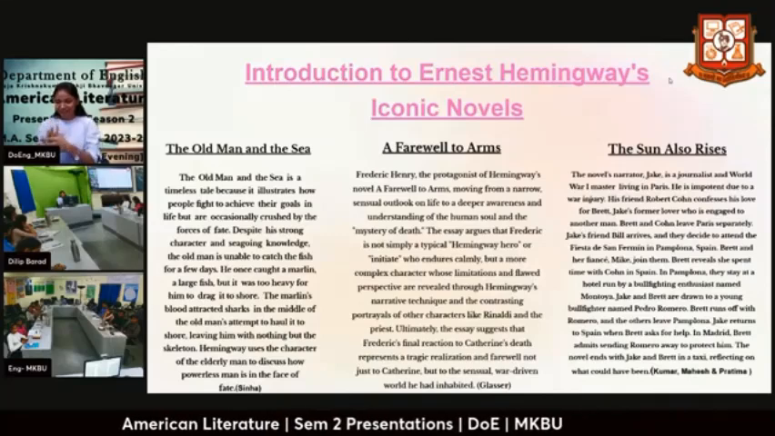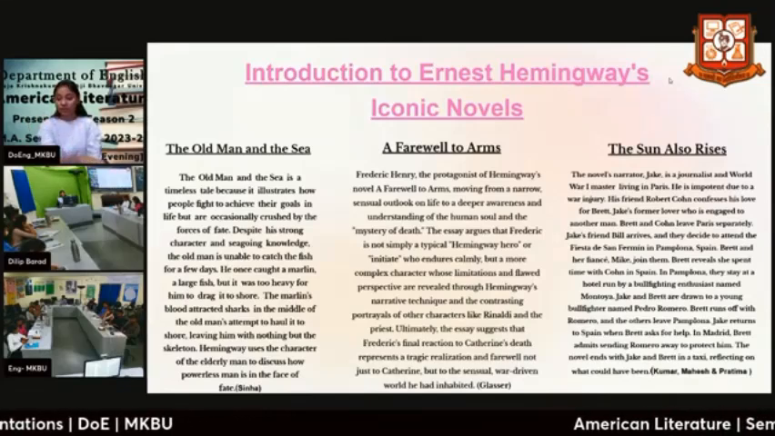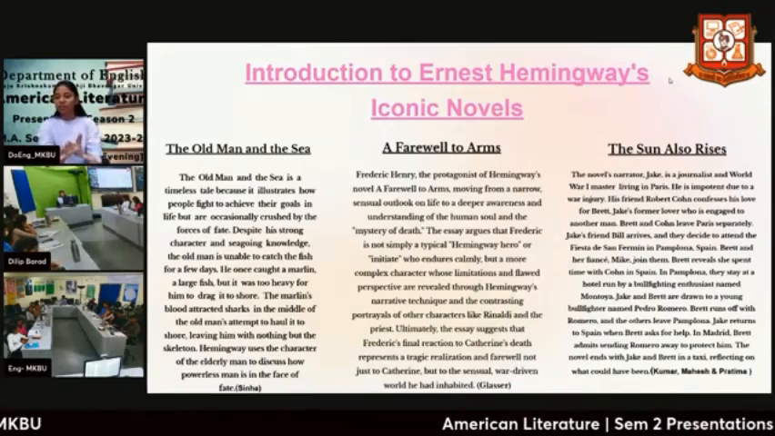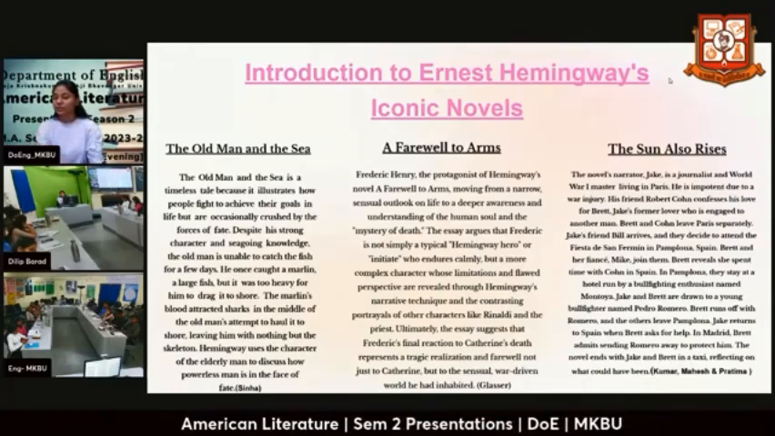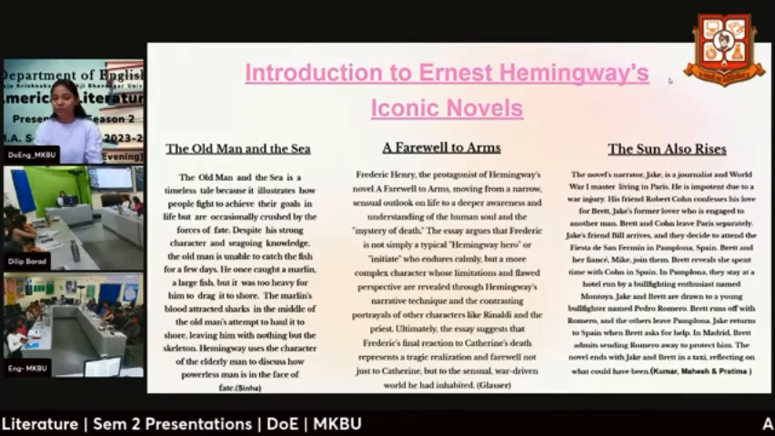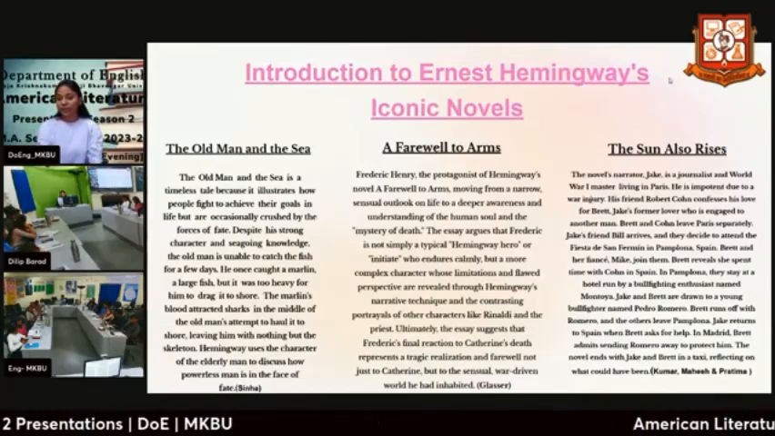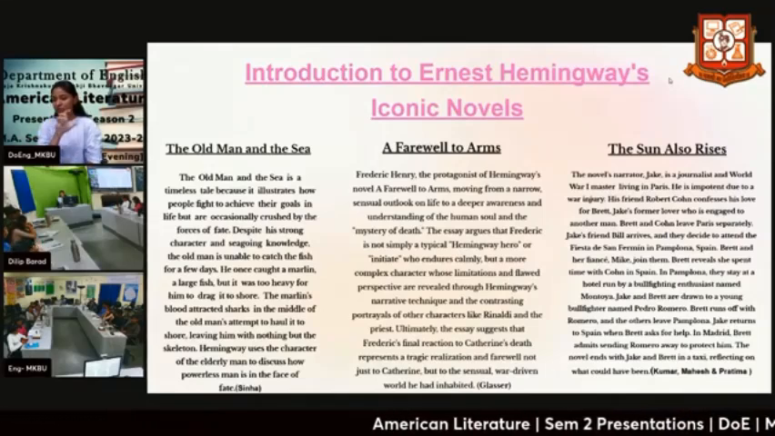In The Sun Also Rises, the novel's narrator, Jake, is a journalist. Well, yes, Hemingway was also a journalist. So in all his works, we can see his own essence of personal life. He is important due to a war journey. His friend Robert Cohn. Here we'll see the theme of the lost generation.